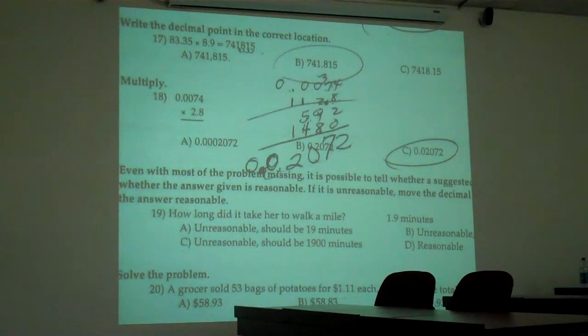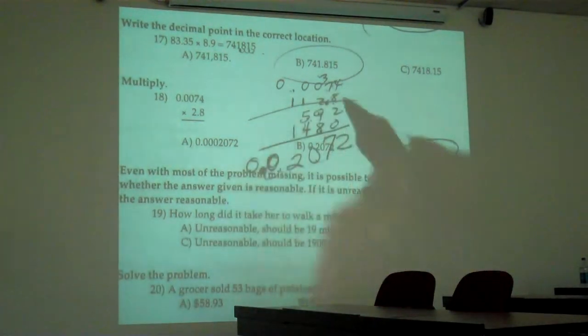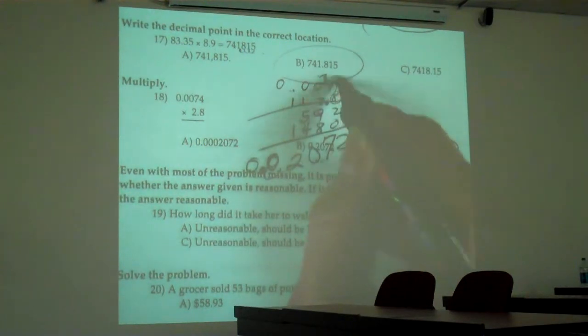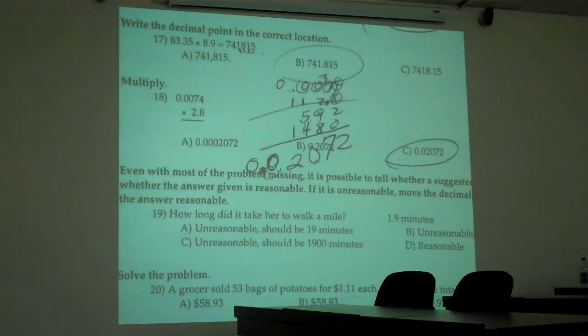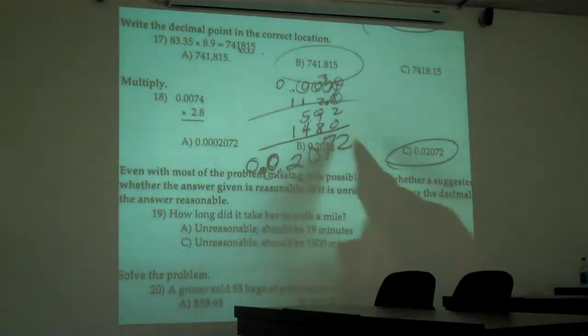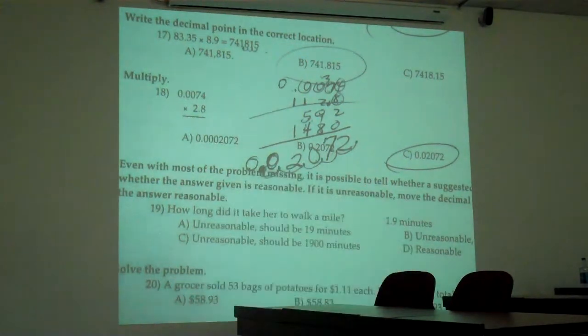When you start moving the decimal back after you get the answer, where do you start from? Okay, when you counted how far to go, you go 1, 2, 3, 4, 5. There's 5 numbers behind the decimal. So start here. 1, 2, 3, 4, 5. Okay.